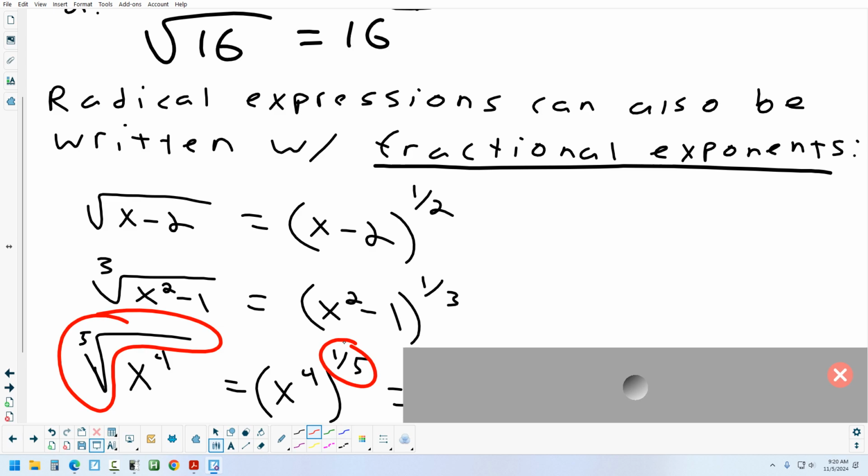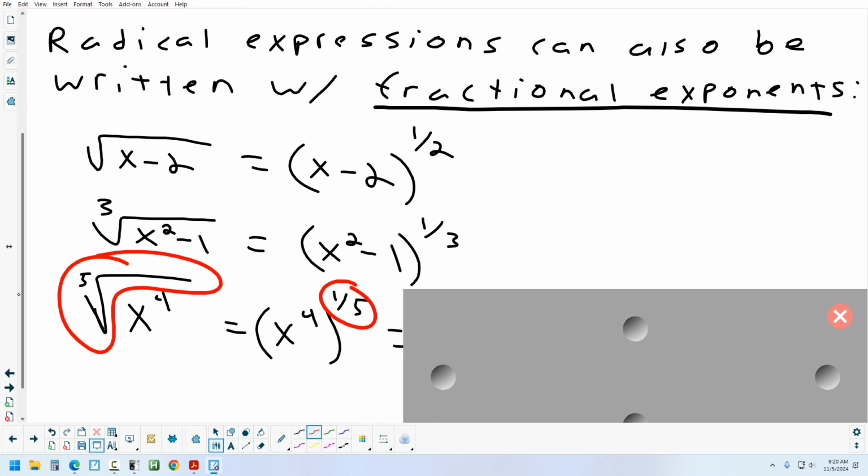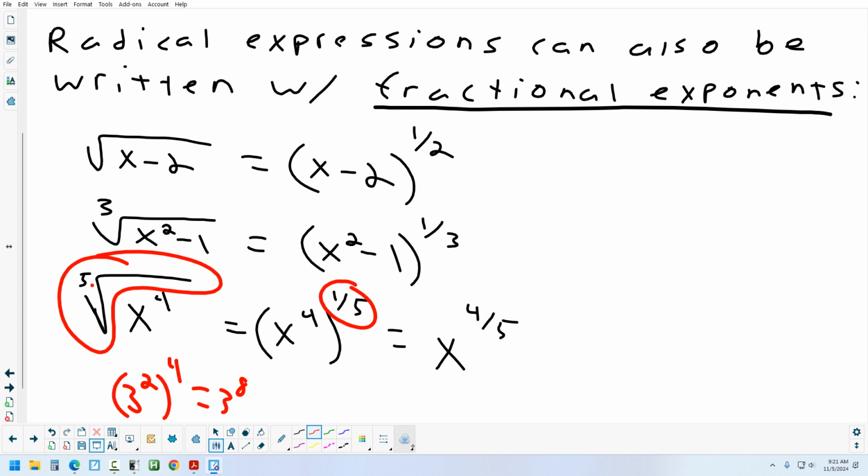Now, when you have a power raised to another power, what do you do with your two powers? Yeah? You combine them together. How do you combine them? Like the 4/5. Right, you multiply them. When you have like 3 squared to the 4th, that really means 3 to the 8th. You take your two powers and you multiply them. So by changing this root into an exponent, it allows us to simplify to x to the 4/5.